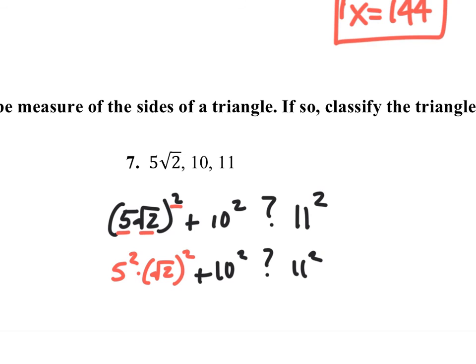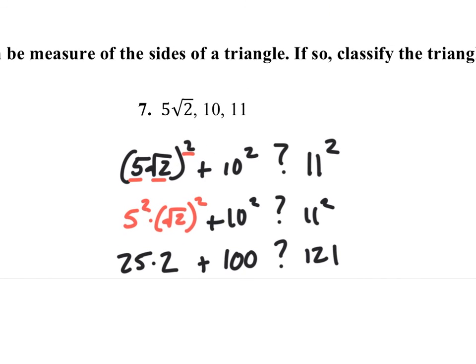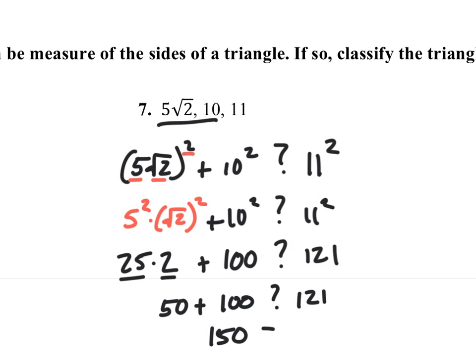So 5 squared is 25. The square root of 2 squared is just going to give me 2, plus 10 squared, which is 100. And what's the relationship between that and 121? Okay, so what I get here is 25 times 2 is 50, plus 100, and so you get 150. And the sum of those two squares is greater than 121. So this is an acute triangle.